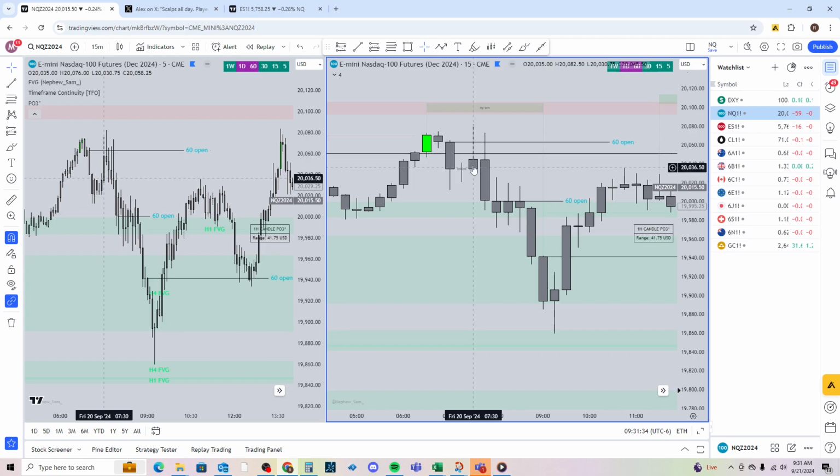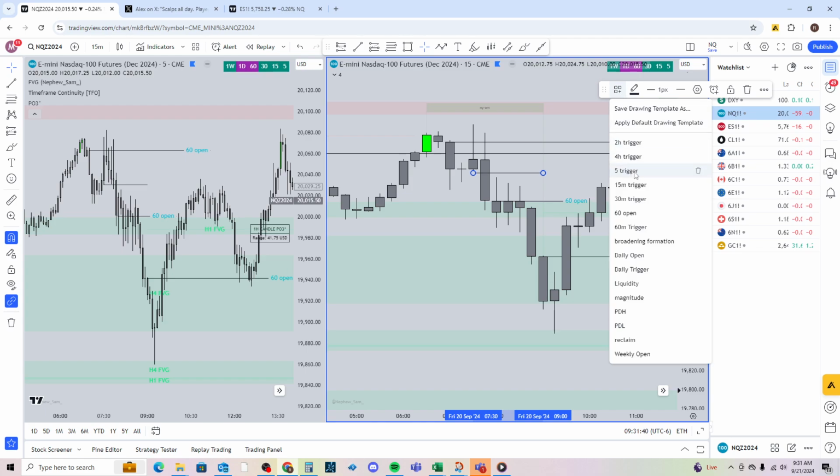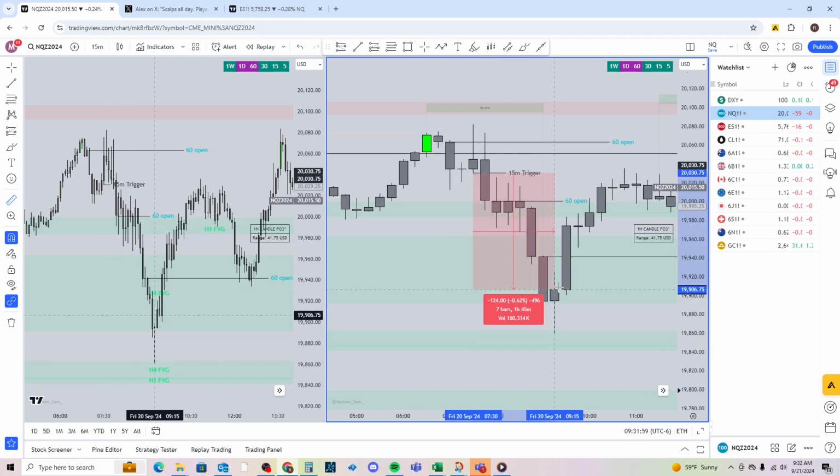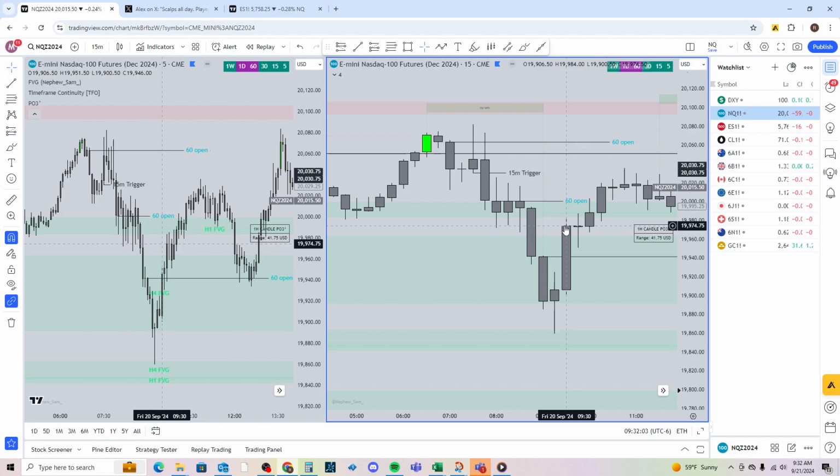market opens right here, creates a 15-minute shooter, right? Now, if you're a true stratter, you could take this because at this point everything's red. 60-minute opens up here. We're below that. You can take this entry with your stop up here. Don't get stopped out. This trade ends up going 105 points before reversing against you on the 15-minute.